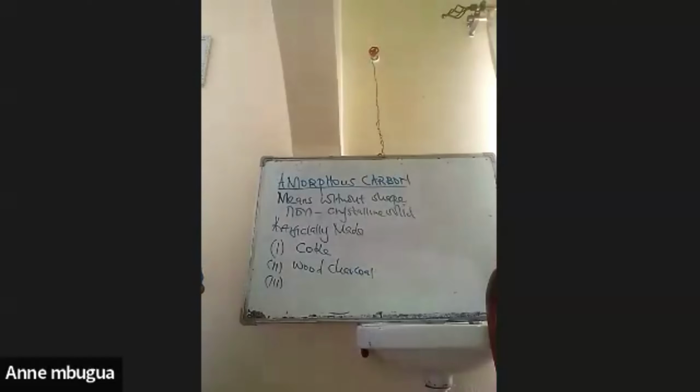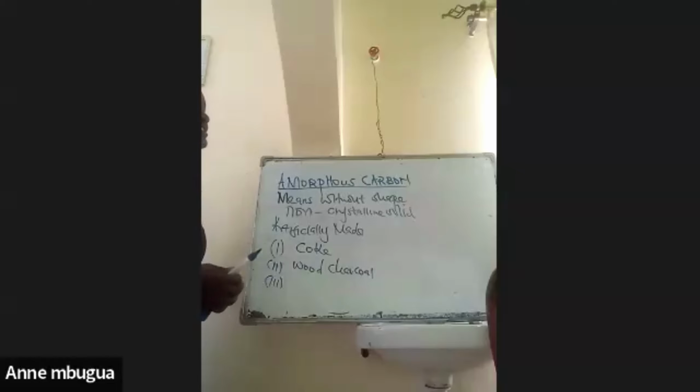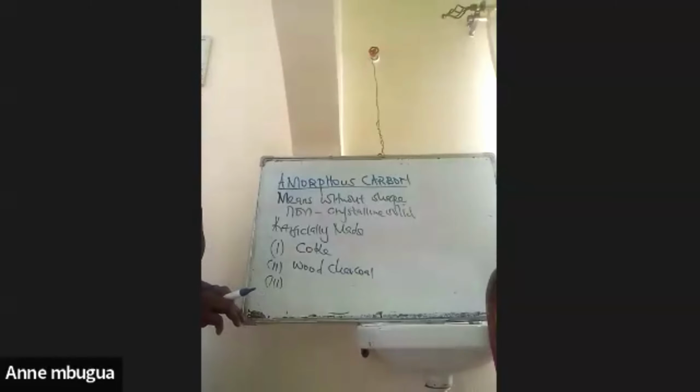There is someone asking about silicon dioxide. That one is under structure and bonding. After this lesson, I'll take you back to the topic of structure and bonding and explain silicon 4 oxide. It is still a giant atomic structure, but kindly allow me to explain after this lesson, because we covered it under structure and bonding. So we move on to the next example of amorphous carbon.